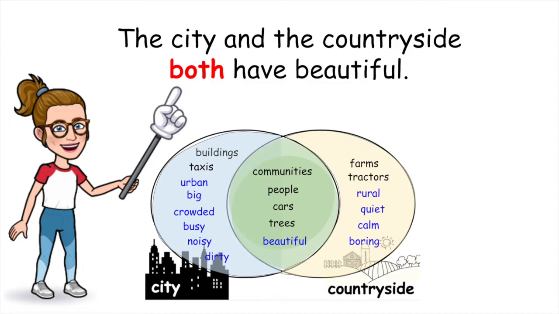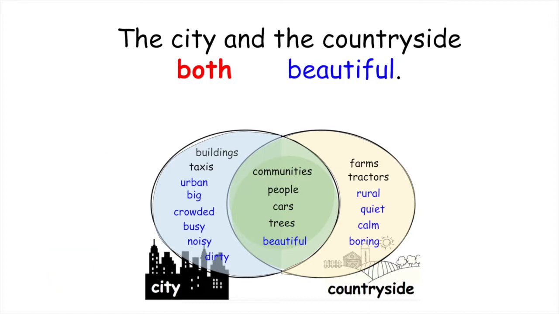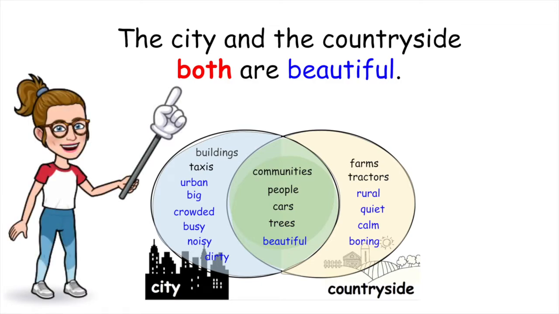The city and the countryside both have beautiful? Something is not right here. The word is beautiful. We cannot say that we have beautiful because it is an adjective. So what verb are we going to put instead of have? We're going to put are. Okay, there we go. The city and the countryside both are beautiful.